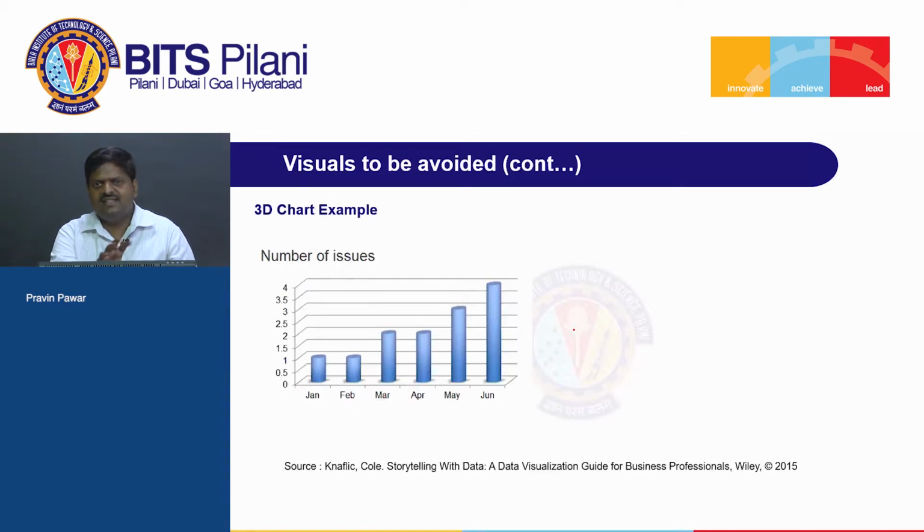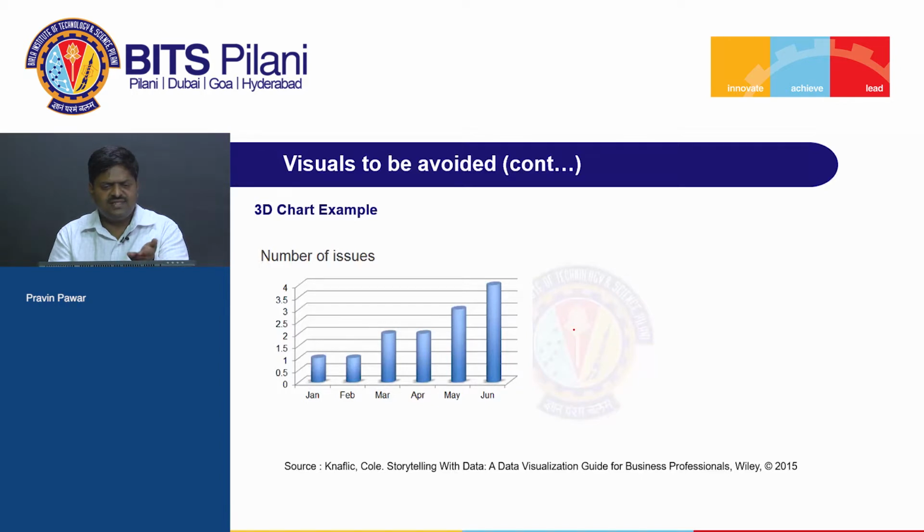So for this 3D chart, let's start with this example. If I ask you what this visualization is showcasing: the number of issues that have been tracked or raised against the particular module you are handling for a particular month. Now if I ask you to compare the values represented by those months, January and February, what is your observation?